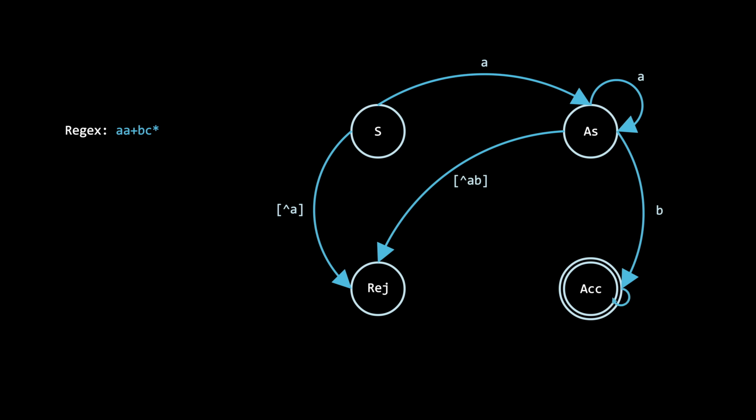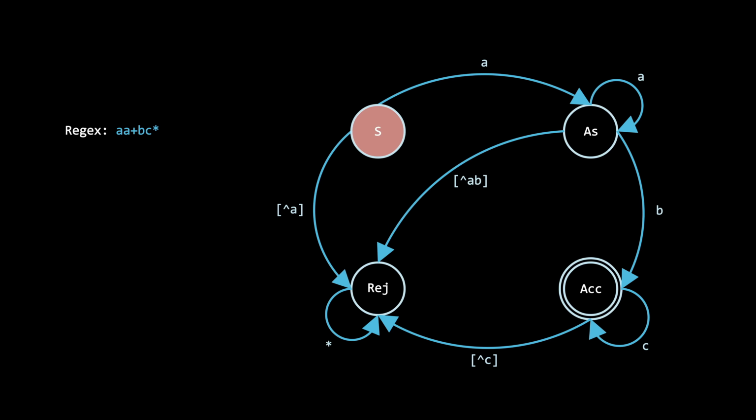Now from the accept state, we can encounter C's. Any number of C's, including 0. If we encounter a non-C, then that takes us to the reject state, and then from the reject state, there is no way out. So anything that we encounter, star remember means any character, then we stay in the reject state. So let's trace an actual sample string here.